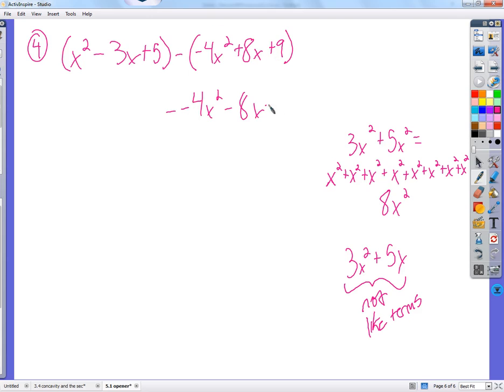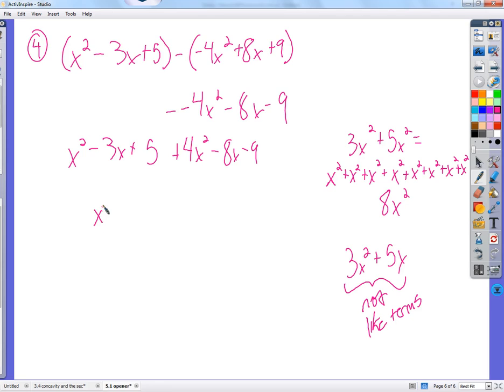I also need to subtract this thing, or what we call distributing that negative. So now we've distributed the negative, everything is like on equal ground. We can just combine like terms together.